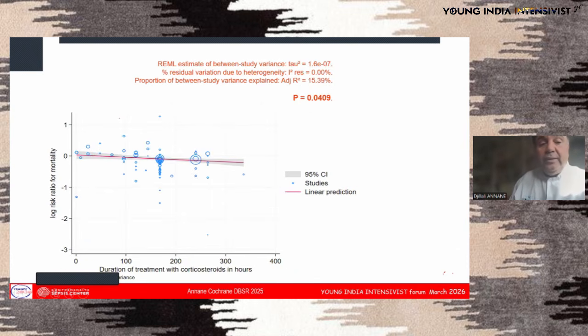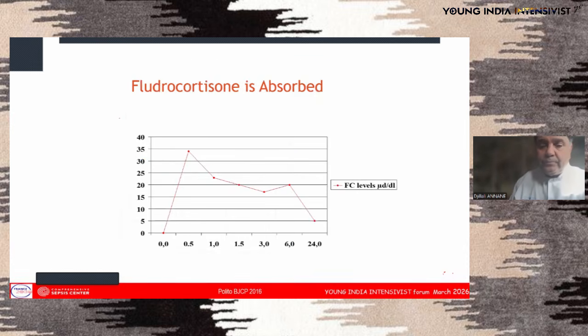And in addition, the longer the duration, also the higher the chance of survival. So that means that dose and duration should go together. If you use a high dose, like 200 milligrams or more, you should not treat for more than 5 days. If you use a lower dose, let's say 150 milligrams per day, then you had better treat for 7 to 10 days rather than for 5 days.